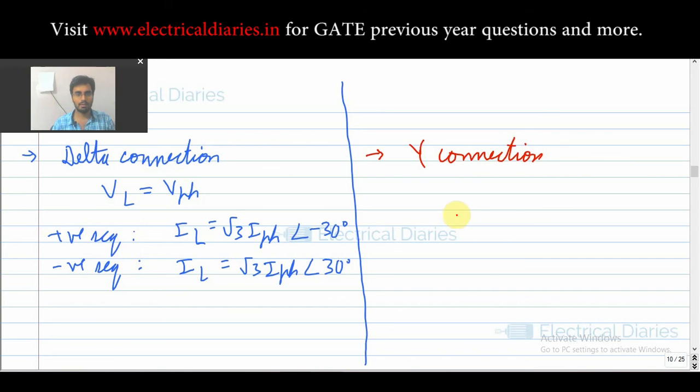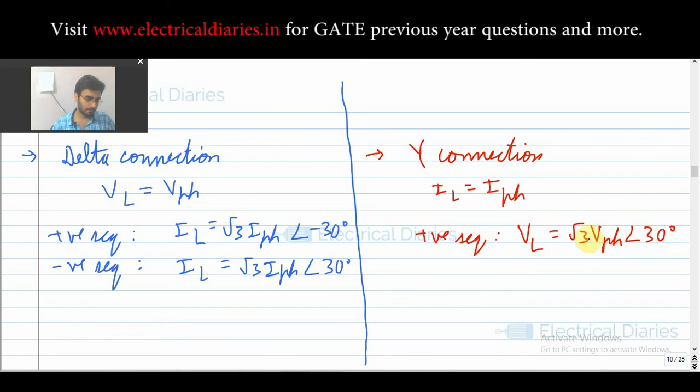Just for a nice conclusion, I will write for the star connection also. We have already derived on the previous page that IL is equal to I phase for star. For the positive sequence, VL is equal to root 3 times V phase, and it was leading. For the negative sequence, VL is equal to root 3 times V phase at an angle minus 30 degrees. That is the whole conclusion of this video.